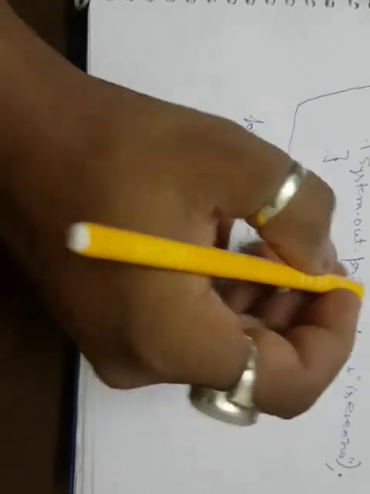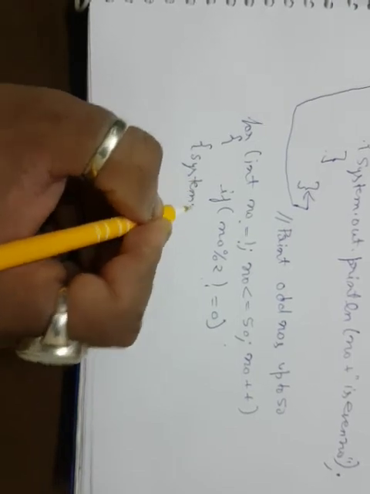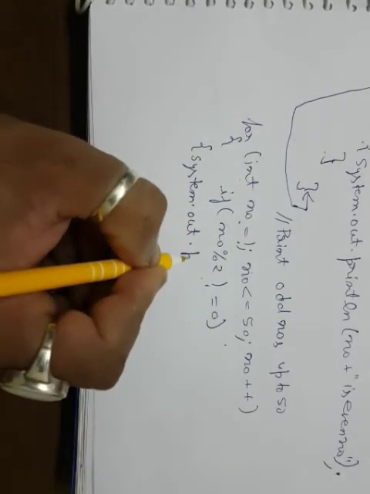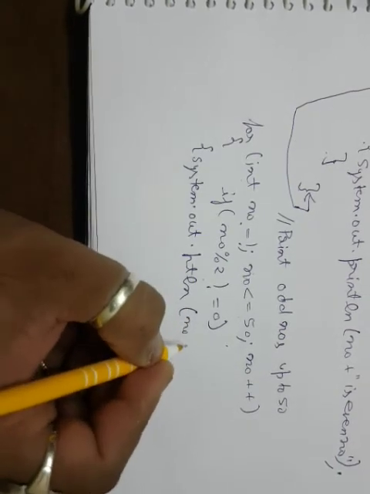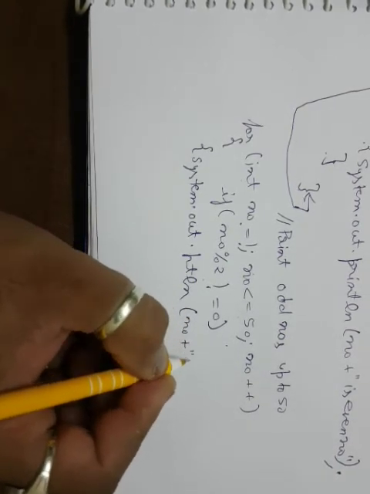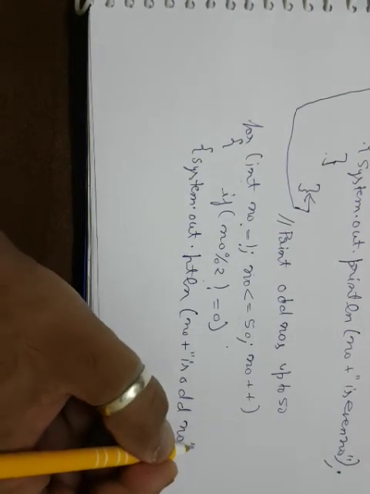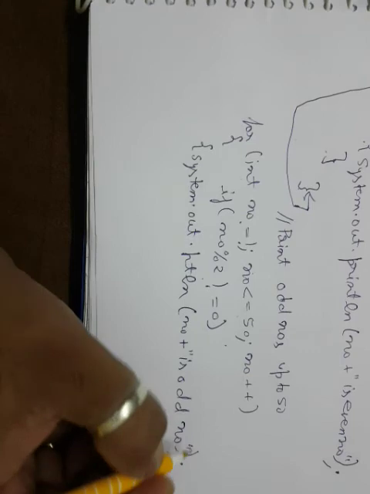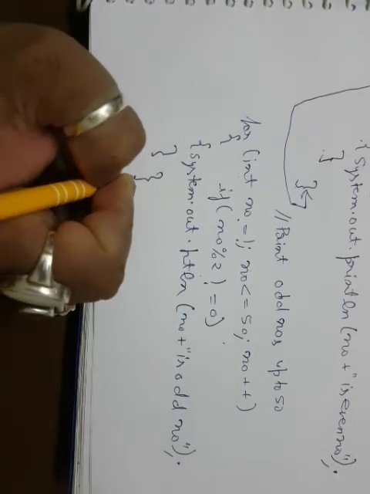The only difference is this is equal to and there is not equal to. And the message will be different this time. I will write system dot out dot println. Here what will I write? I will write number is odd number. All right, simple. Now I close the if statement, then I close the for.